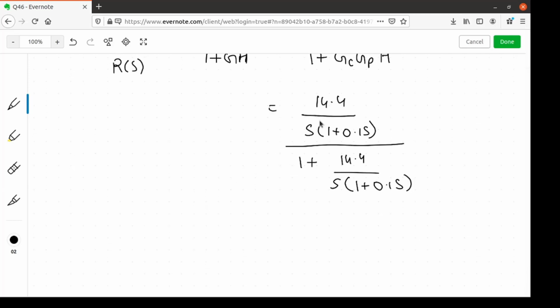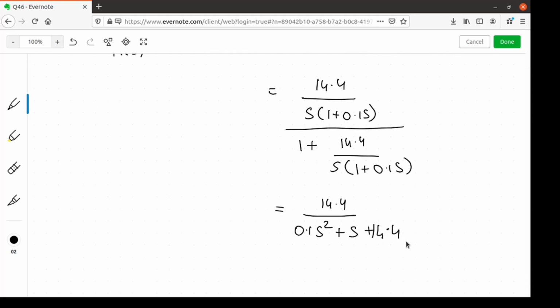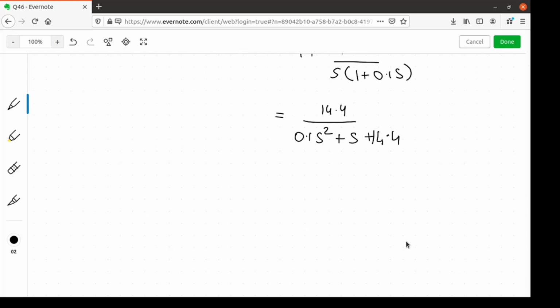Now you can simplify this by taking the LCM. That will be equal to 14.4 divided by 0.1 s square plus s plus 14.4. Now you can write this in the standard form. You will get C of s by R of s equals 144 divided by s square plus 10 s plus 144.